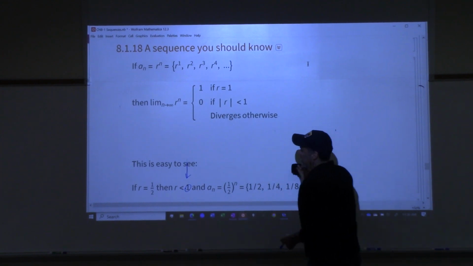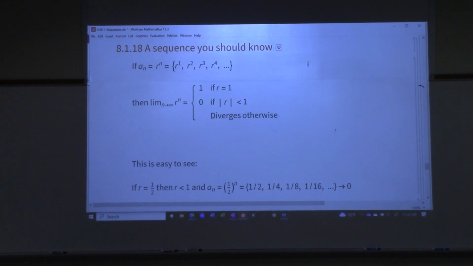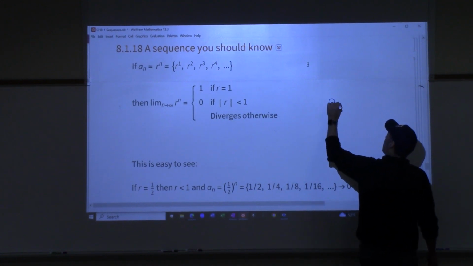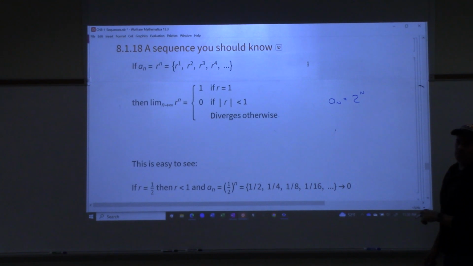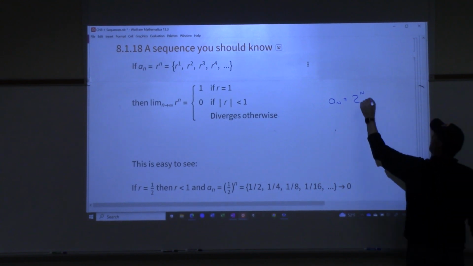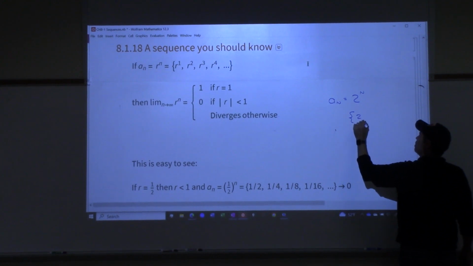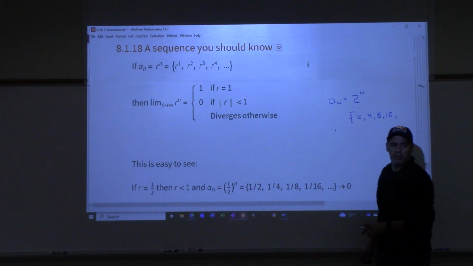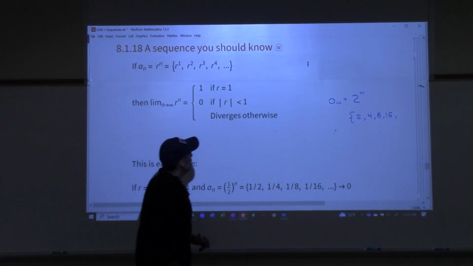All right, a sequence you should know: r to the n. I'll give you a couple of examples. 2 to the n, that's an example of this. This would be the sequence 2, 4, 8, 16, right? Keeps going. These are all powers of 2.